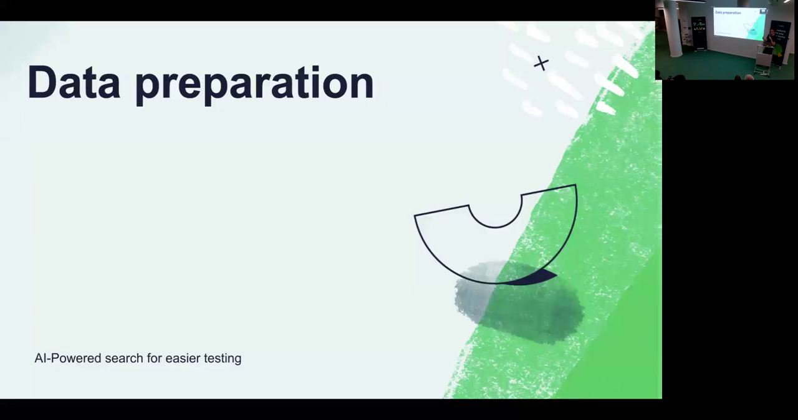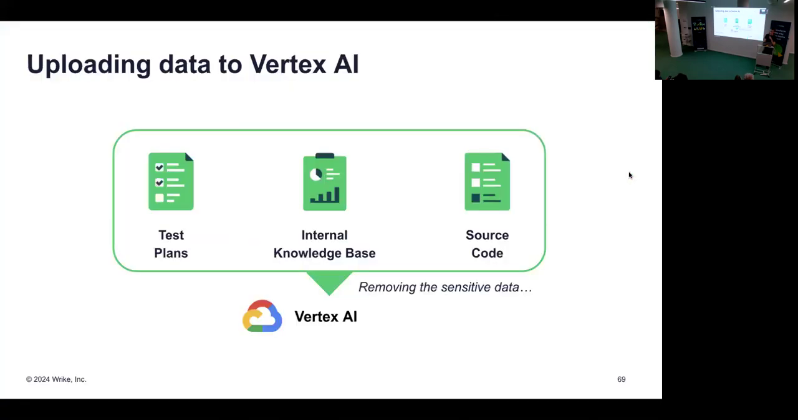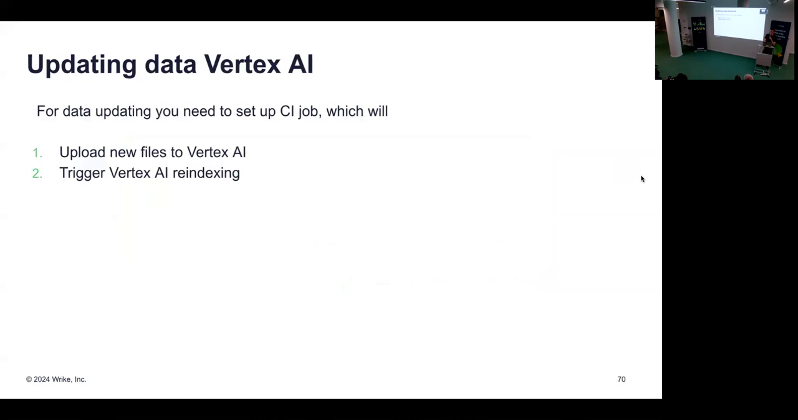And to use this Vertex AI, you need to upload data to the Google Cloud. If you want to upload data, it's better to remove all sensitive information because maybe you don't want to share your internal IP address, token, etc. And after that, you can upload all data to the Vertex AI. And if you want to keep it up to date, you can set up simple CI job for uploading new files and triggering reindexing.